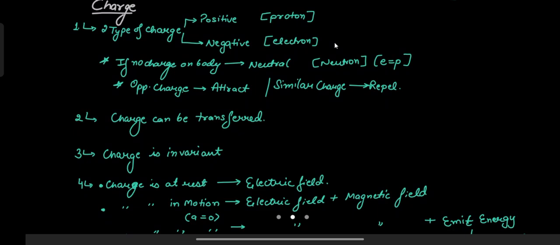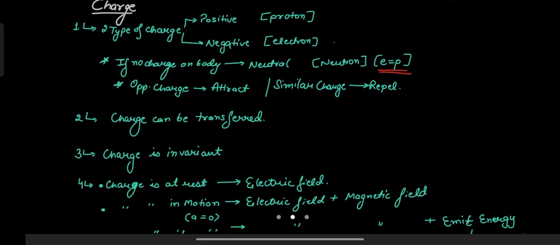Neutral means everything is made up of electron, proton, neutron, everything is made up of atom. So it's not possible that if a body has no charge, it means it does not have any electron or any proton. That could not be a scenario. But what could be a scenario is that the body contains an equal amount of electron and proton, and that could be the scenario where there will be no charge on the body.